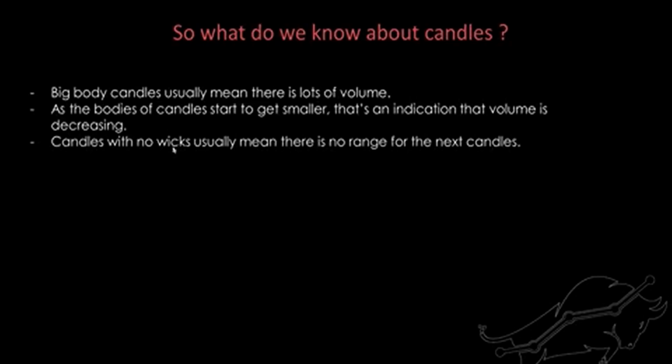Candles with no wicks usually mean there's no range for the next candles. A lot of people make a lot of mistakes on this, so we're going to go over this right now. So usually we have a candle with a nice healthy body with the wick at the top and the wick at the bottom, right? Let's say, for example, this is a bullish candle. If this is a bullish candle, there's a very high probability that the next candle is going to continue moving up to fill this wick right over here.